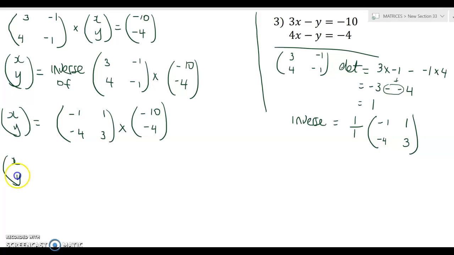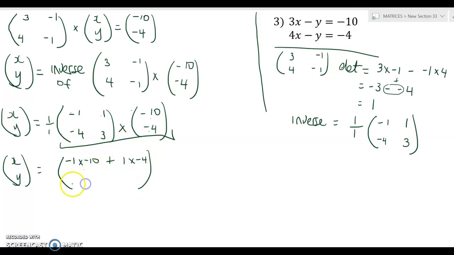And the last piece now, we're just going to multiply these two. 1 over 1, but it eliminates. 1 over 1 is just 1, right? Alright, so let's go and work on this. So row by column, minus 1 by minus 10, plus 1 by minus 4. And second row by the column, minus 4 by minus 10, 3 by minus 4. And let's just simplify that. So we get minus 1 times minus 10 is positive 10, plus 1 by minus 4 is minus 4. Minus 4 by minus 10 is 40 positive, minus 12.